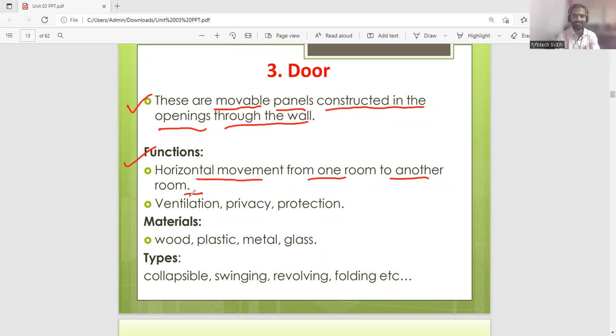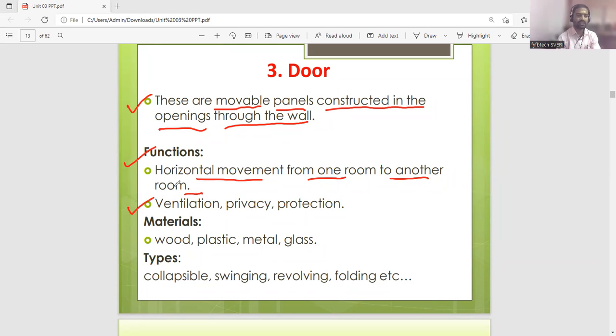Will you enter through the window? Online people, how will you enter from one room to another room? Okay, there will be an MCQ question. Through wall, through door, through window. Next one is all.